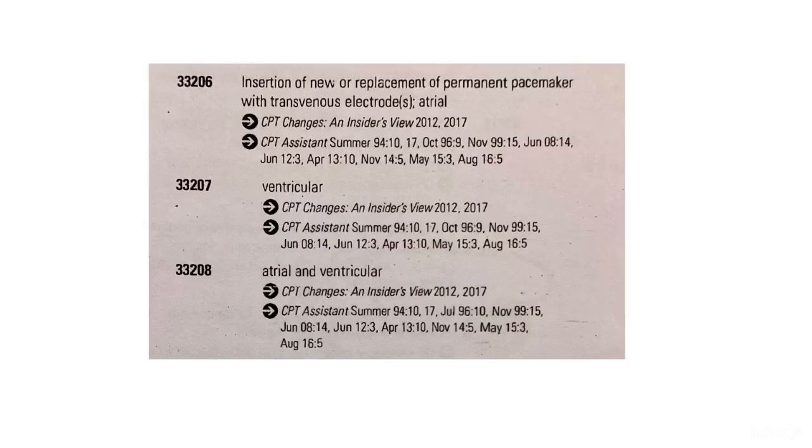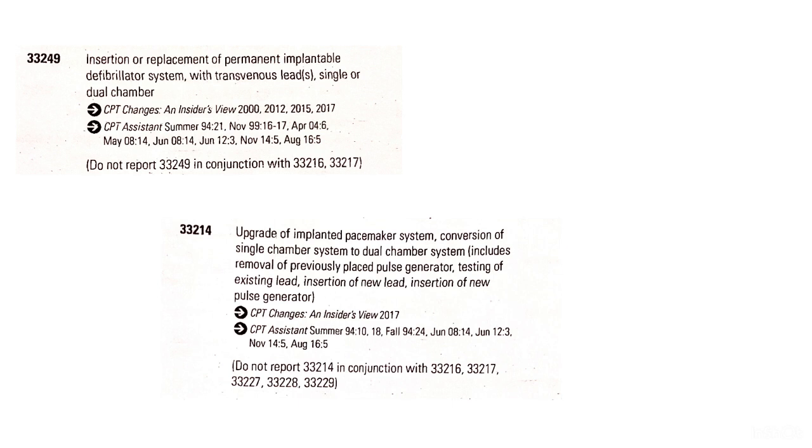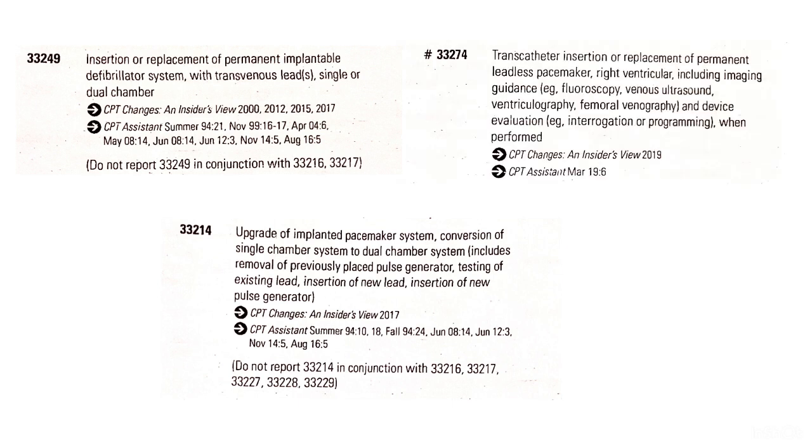Look for codes like single chamber pacemaker insertion 33206, dual chamber pacemaker insertion 33207, biventricular pacemaker insertion 33208, implantable cardioverter defibrillator (ICD) insertion 33249, upgrade from a single to a dual system 33214, insertion of leadless pacemaker 33274.